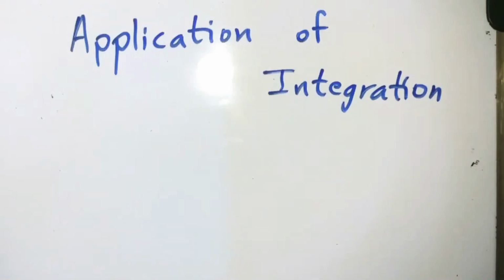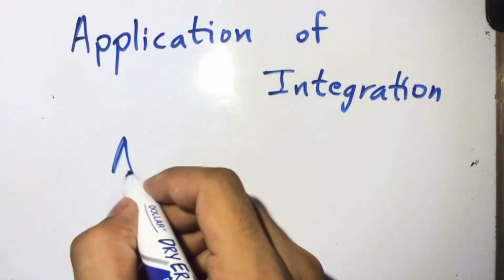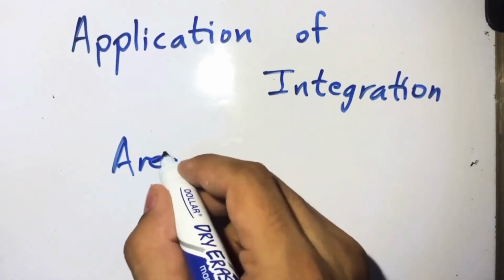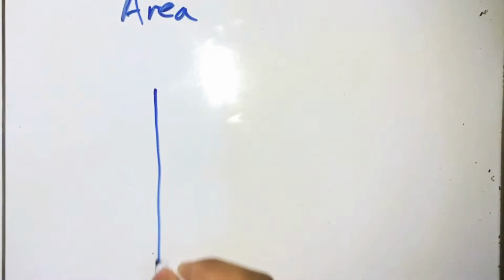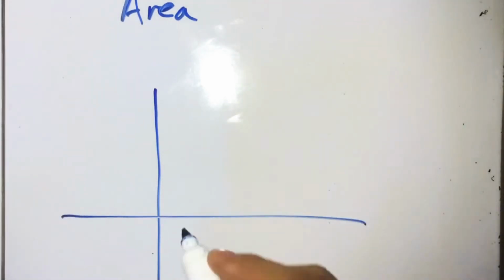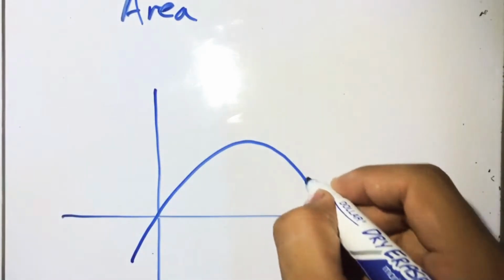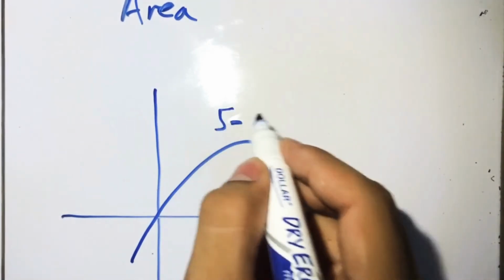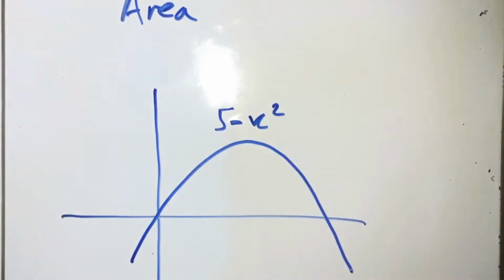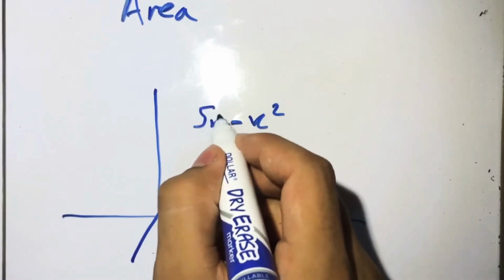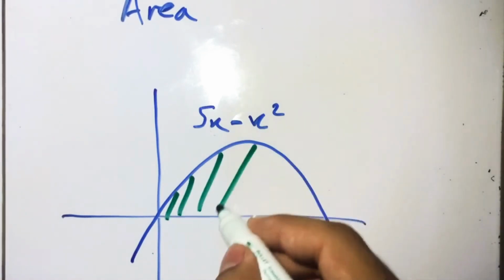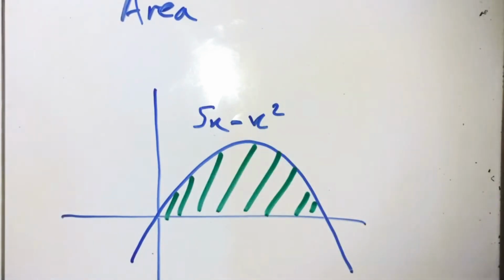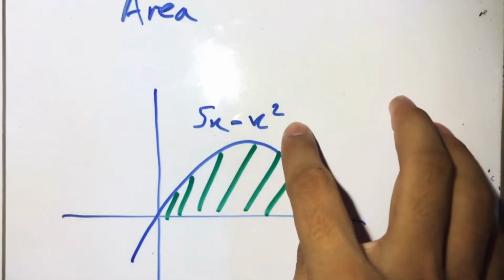Now we're starting an application of integration, that is area under the curve. So for example, if we have this curve, for example it's 5x minus x square, and we need to find this area. So what we'll do is we'll integrate this curve.